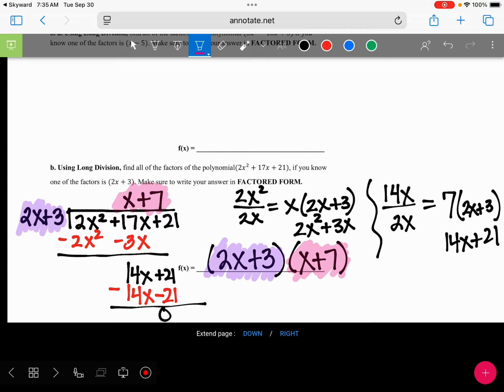Dividing it by 2x. So it should be 2x squared divided by 2x over here. The first term and the first term. 2x. So you have to set this one up the same way we set that one up.